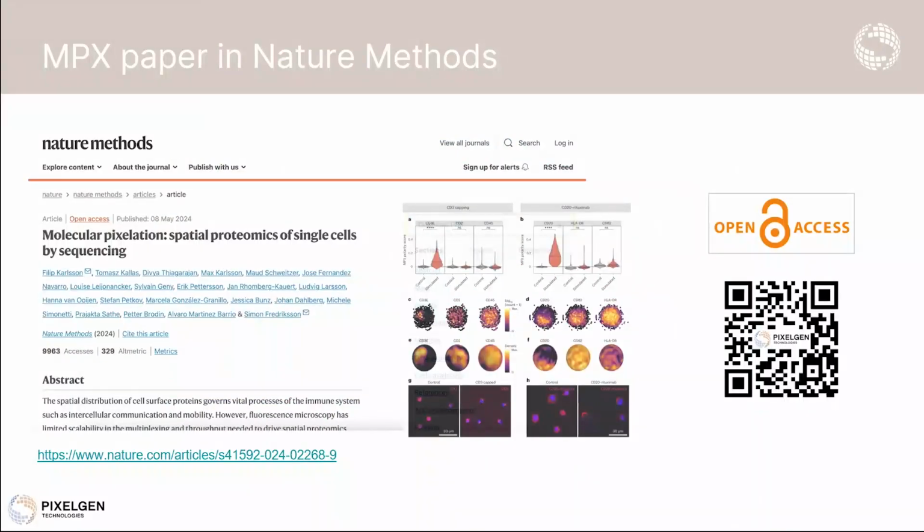Right, but of course, this is a new technology. It takes some time getting used to. So if you want to learn more around the details, please check out our paper in Nature Methods that really goes in depth how everything works and all of these barcodes that are being extended. It's also an open access paper.